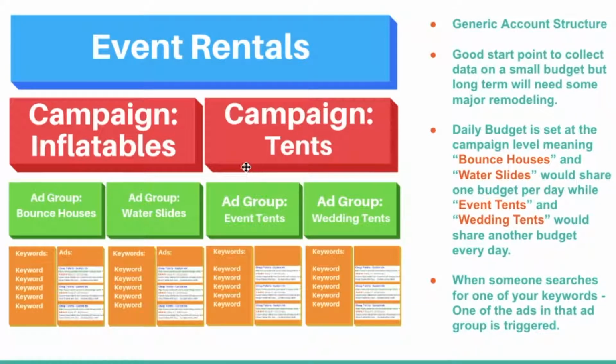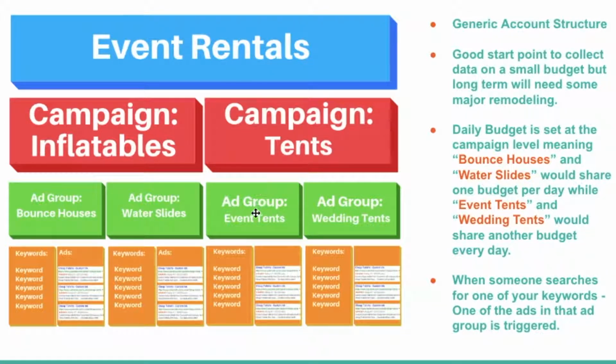So this is just a generic ad structure for Kazam. You would have a campaign for inflatables and then a campaign for tents. Under inflatables, you would have an ad group for bounce houses and then another ad group for water slides. Under bounce houses, you would have specific keywords. Bounce house rental near me, where to find a great bounce house, etc. When somebody searches, your ads will show, and if they click, they'll be taken to one of those pages. So that's why the more specific you are, the better.